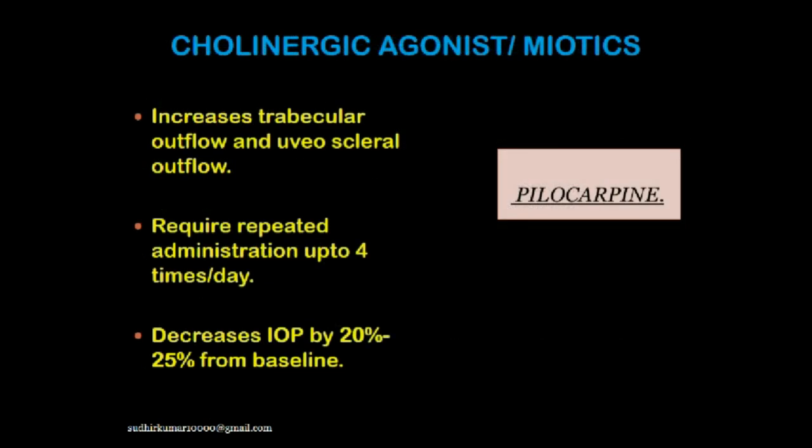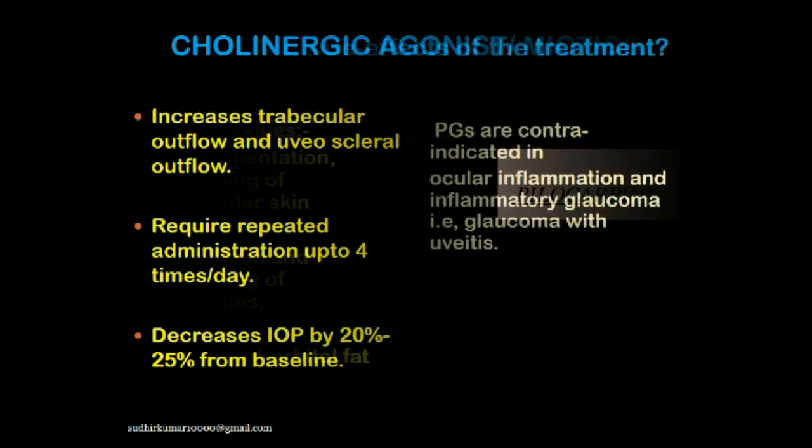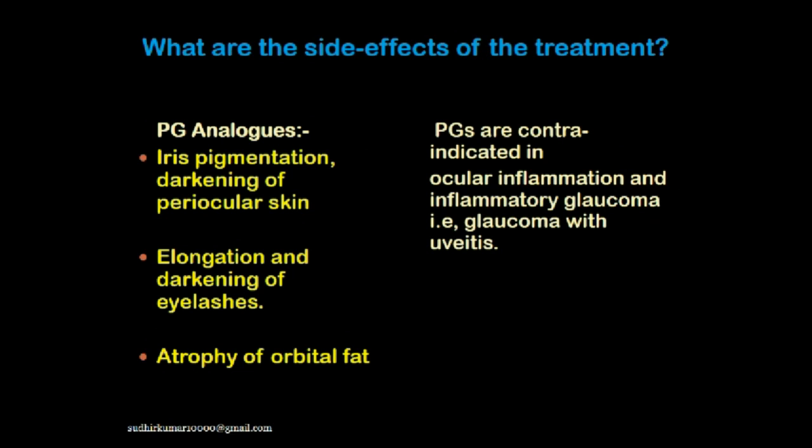One of the important drugs, pilocarpine, which is a cholinergic agonist drug. This increases trabecular meshwork outflow as well as uveoscleral outflow. It's a very potent drug, but it requires repeated administration, and it has some problems which I will be discussing just now. So, as all the drugs have some other effects which are unwanted, we call it side effects.